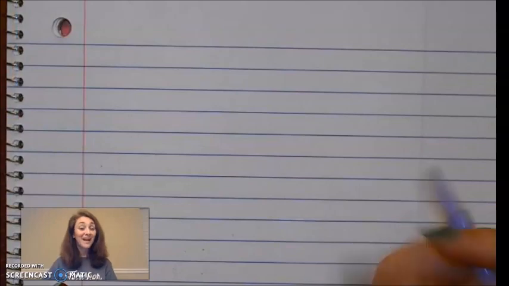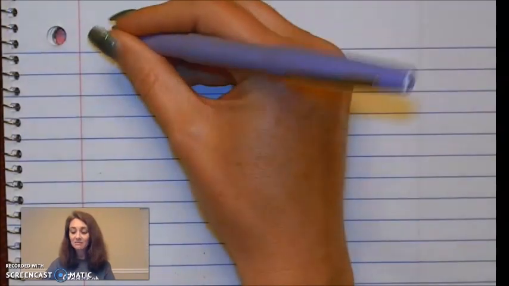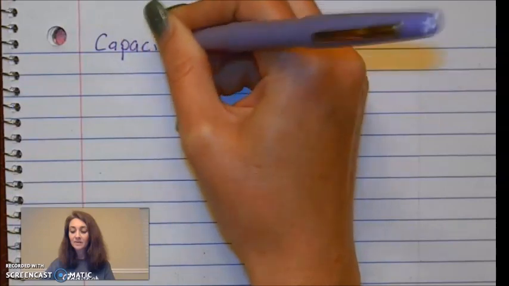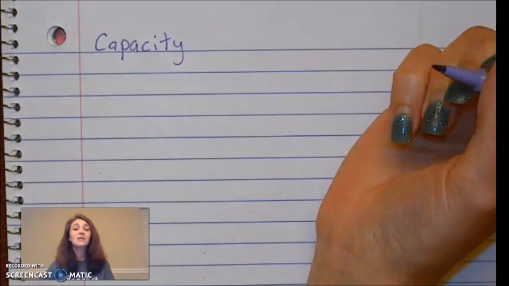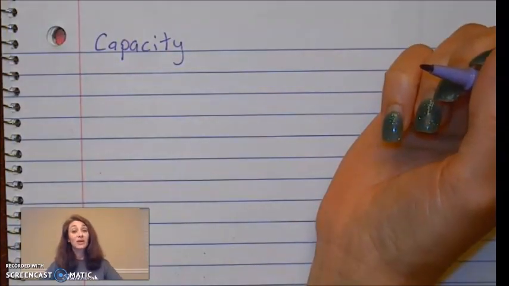Okay, are you ready for the last section? We're almost done. Hang in there. I know this one has been a little bit longer. Now we're going to do capacity. The good thing is you know the rules now. You kind of know how to do this. So this should go a little bit quicker for you since you already know what you're doing.